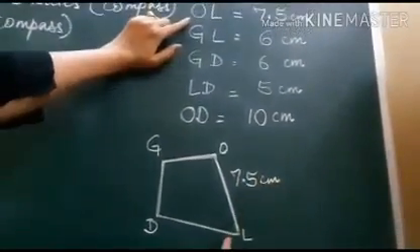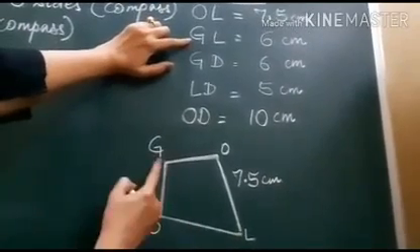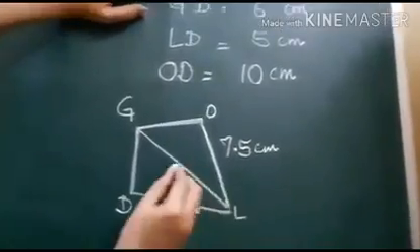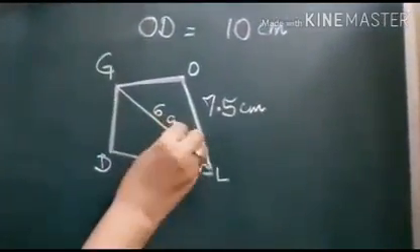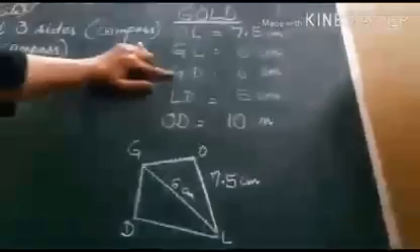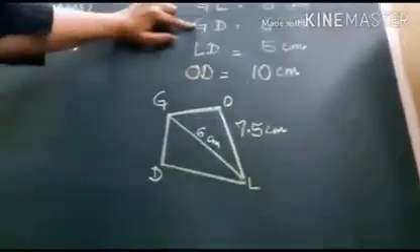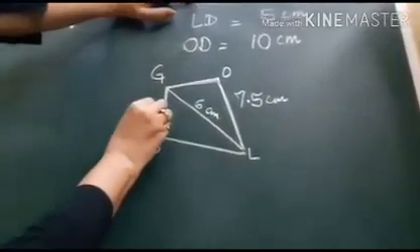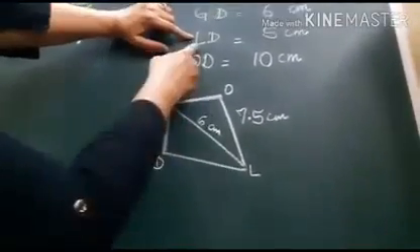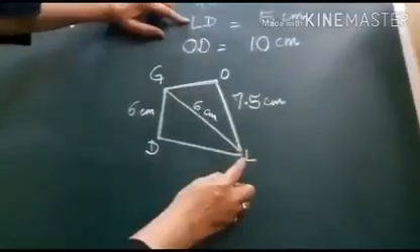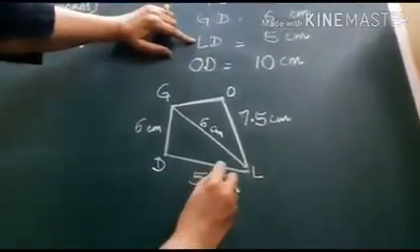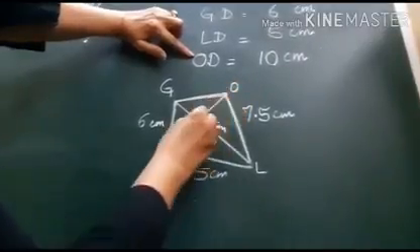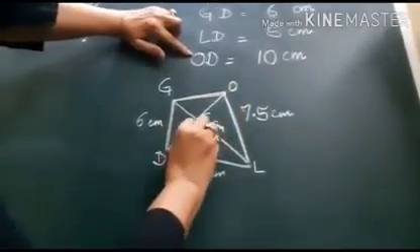This rough sketch will help you draw it correctly. GL is one of the diagonals, and it is given as 6 centimeters. Next is GD. GD is this side, which is again 6 centimeters. The next information is LD, which is 5 centimeters, and OD, the second diagonal, which is 10 centimeters.